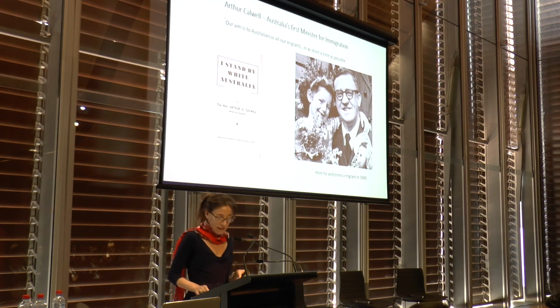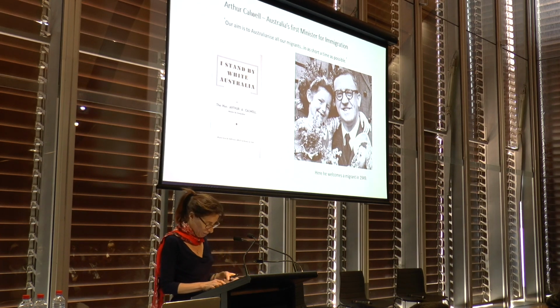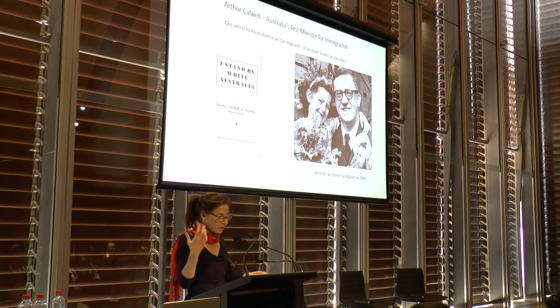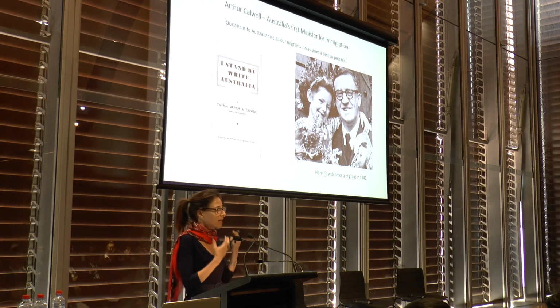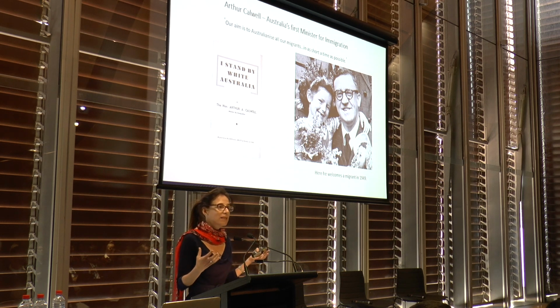This is Arthur Calwell, our very first Minister for Immigration. And he was supervising this mass migration project and attempting to allay concerns within the general population about what this migration might mean for Australia. To do this, he oversaw the implementation of a policy of assimilation. Assimilation meant that migrants were expected to fit into an Australian way of life, to blend in, to not stand out.